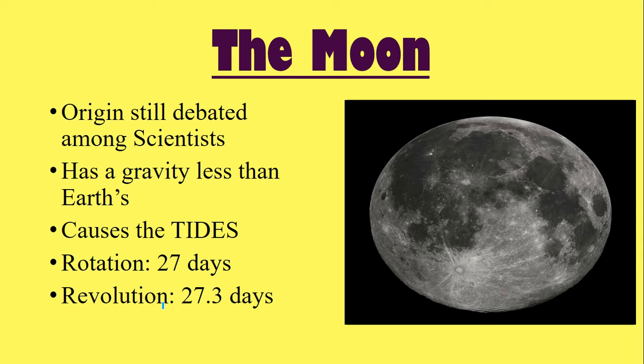Now, the rotation of the moon is 27 days. That means spinning on its axis. And its revolution around the Earth is 27.3 days. So most times people say you only see one side of the moon, or the dark side of the moon. Because the rotation and revolution are about the same, that is why.